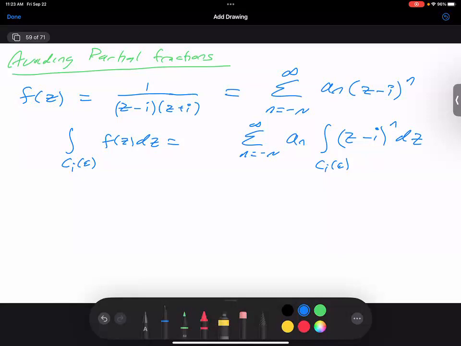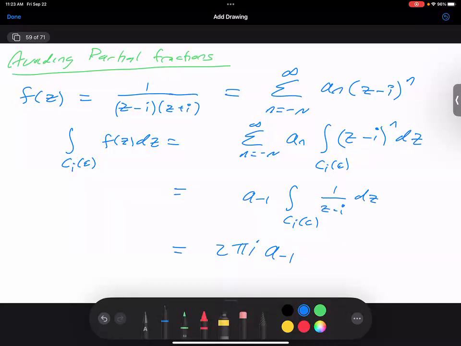Negative first term. So this would then just be a minus 1, the integral over C_epsilon of 1 over z minus i dz. And what is the integral of 1 over z minus i dz? That's just 2 pi i. So if we had the 1 over 2 pi i outside, we would have just gotten 1. This is just 2 pi i. So we just get 2 pi i times the negative first coefficient in the expanded Taylor series.